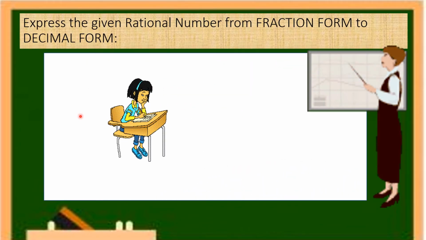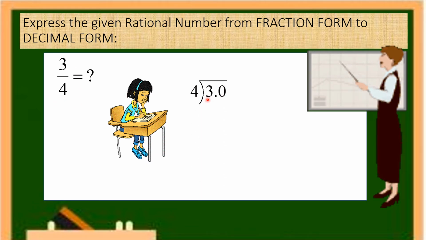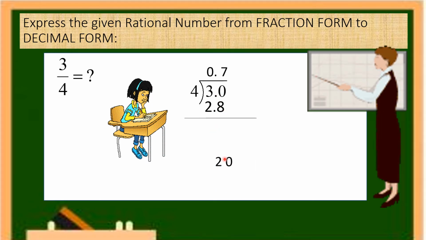We are on the next number. We need to change 3/4 to a decimal. So we have the given 3 divided by 4, which cannot be done. 3 will become 30 or 3.0. So 30 divided by 4 is 0 and 7/10. 0 and 7/10 times 4 is 2.8 or 28. So 30 minus 28 is actually 2.